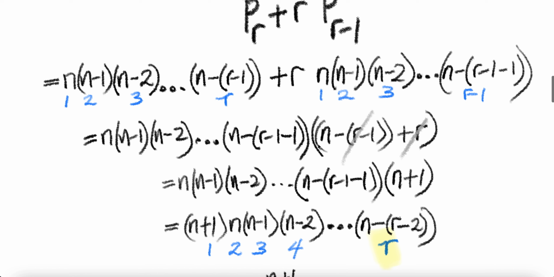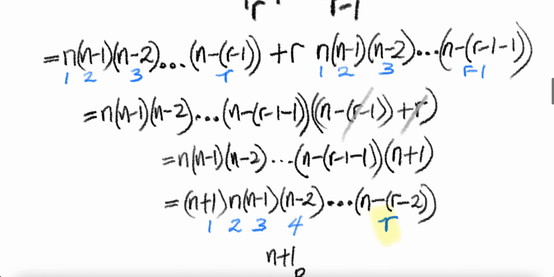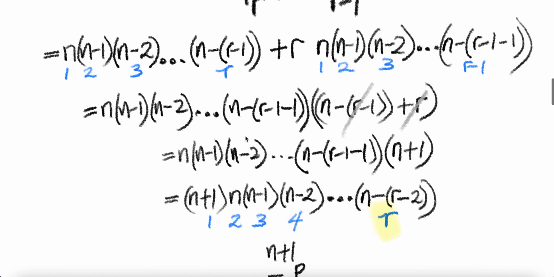Now, let us see. Look at this one. This is (n-r-1)! and this is (n-r-1-1)!. Which one do you think is smaller? This one, right? So pull out this whole thing and put it here, and you're left with the term n minus r plus 1. Plus, there's an r here. Minus r and r cancel, and you get n minus minus 1, which is n plus 1. And then the rest is here.